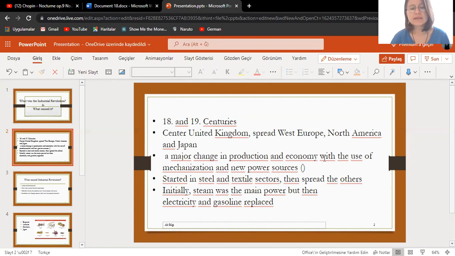And it started with that production jump, let's say, in the steel and textile sectors, and then it spread to the other sectors. Initially, steam was the main power, but then electricity and gasoline replaced it.